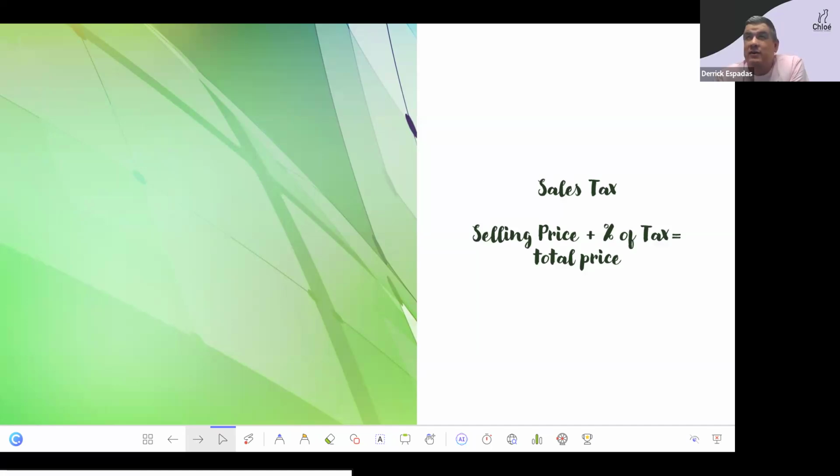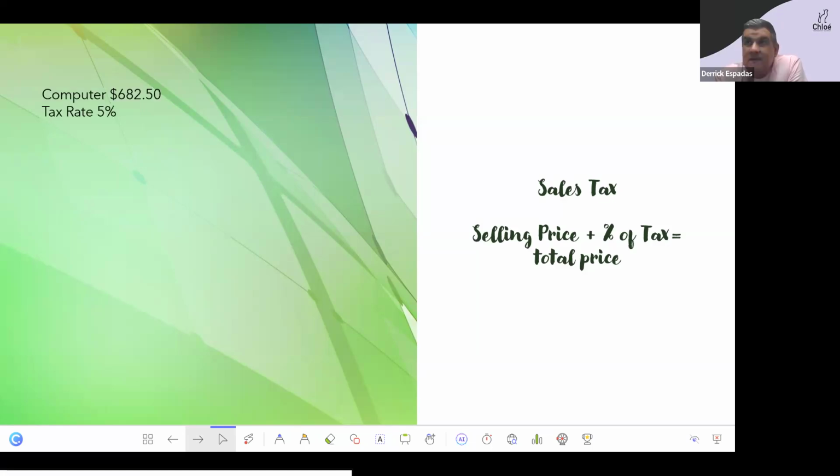That's probably what you're going to encounter more in day-to-day. But let's take a look at sales tax. Everywhere you go, you're going to pay the sales tax at most places. And sales tax is figured by the selling price plus the percent of tax, and that's going to equal the total price. So let's take a look at an example.